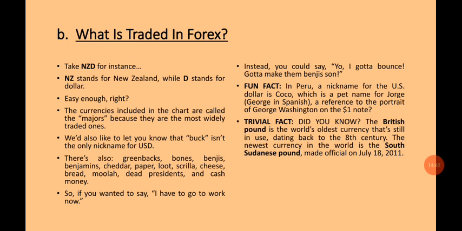So, fun facts: in Peru, a nickname for the US dollar is Coco, which is the pet name for George, in reference to the portrait of George Washington on the $1 note. Trivial fact: did you know the British pound is the world's oldest currency that's still in use, dating back to the 8th century? The newest currency in the world is the South Sudan pound, made official on July 18th, 2011.